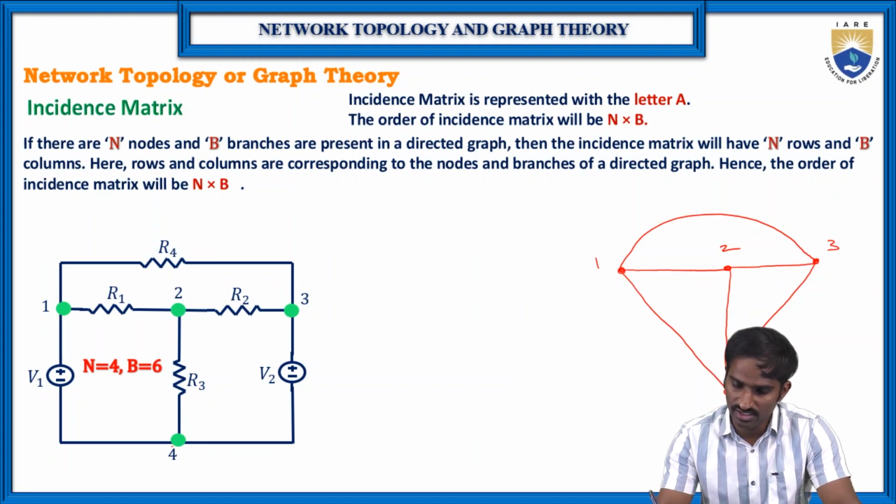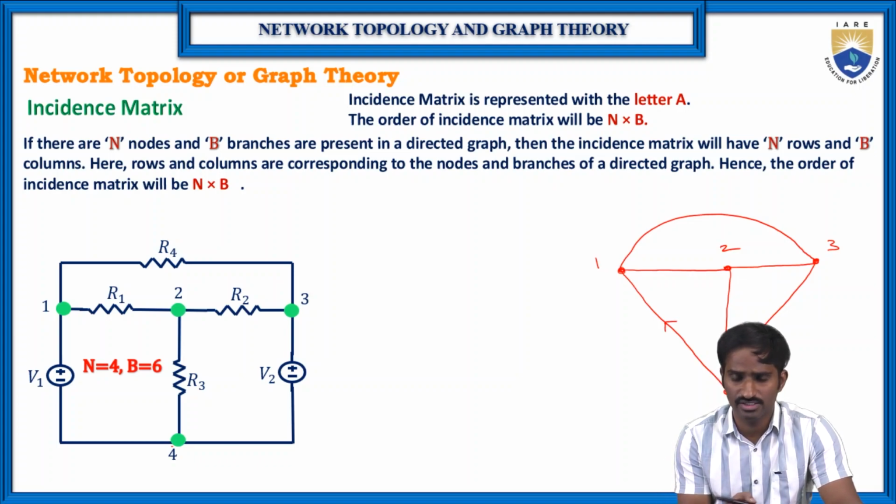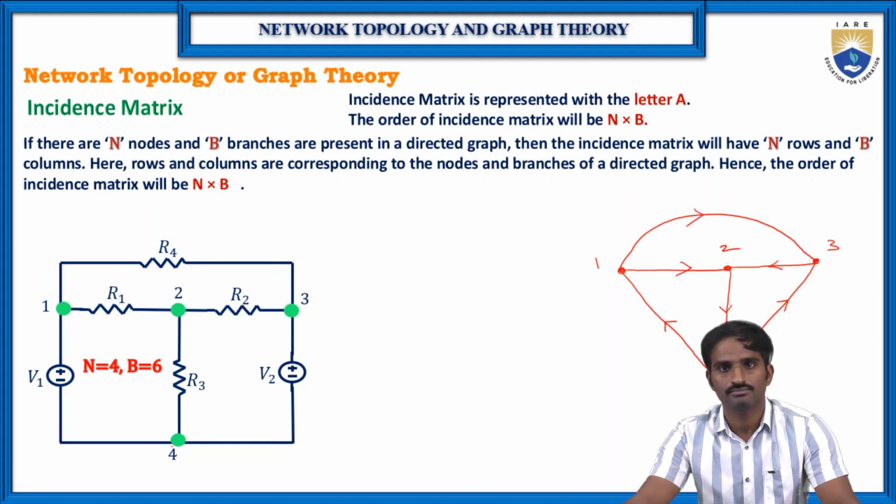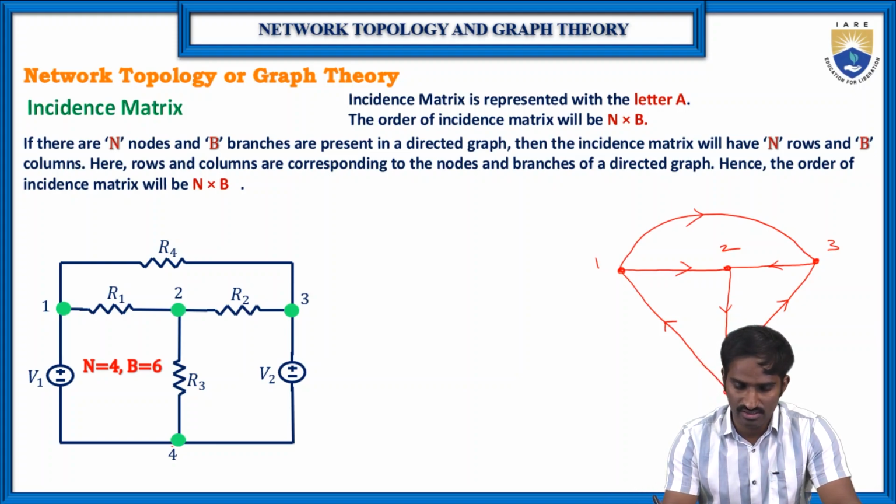Let us consider this as the direction, the same as our loop directions we can consider. So this way and this way, and here it is this way, and here it is this way, right? So how many branches are there? Let us consider R1 as A, R2 as B, R3 as C, and R4 as D. And this one E and F.